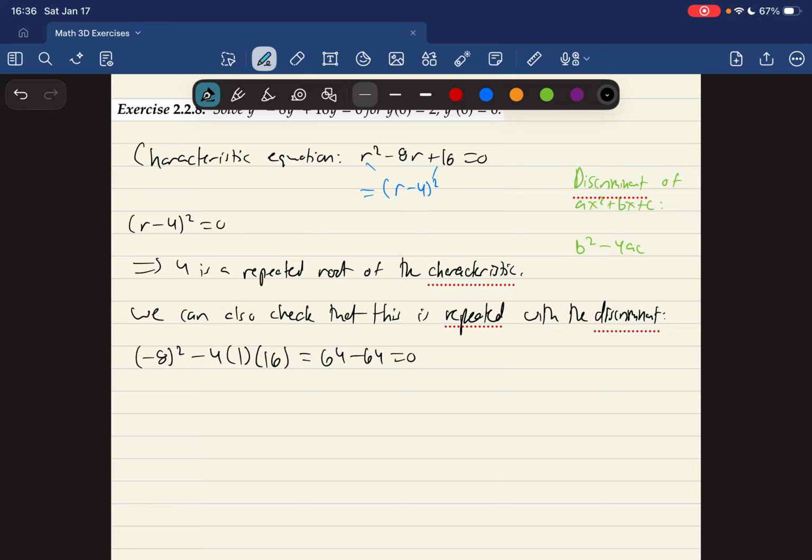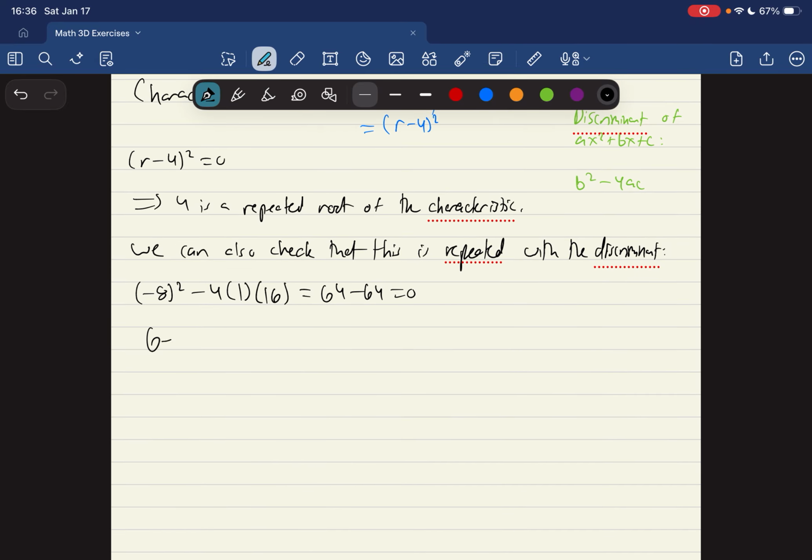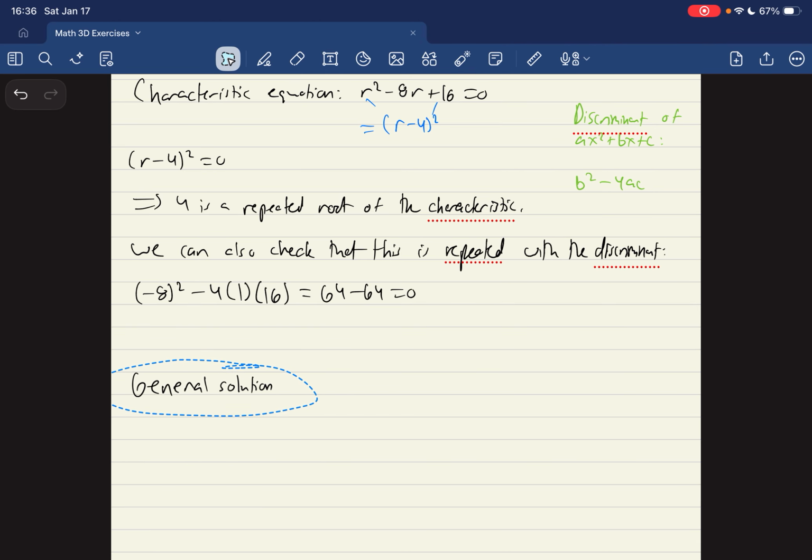Now, when we have a repeated root, the way we write the general solution is as follows. Take what I'm writing as a template, and I'll move it over here for some organization.